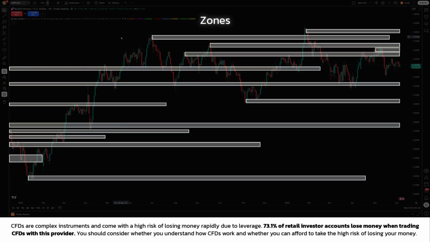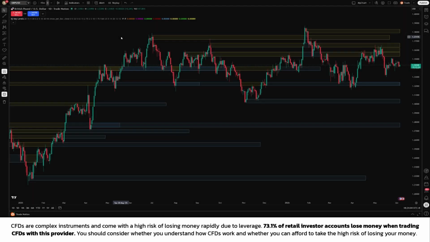The zones themselves are not fixed width lines. They are built using ATR, or average true range, which allows the level to adjust to the volatility of the market. A faster moving asset will naturally need a wider zone, while a quieter market can use a tighter one. This makes the levels more practical than a single exact price, because support and resistance often behave as areas rather than precise numbers.